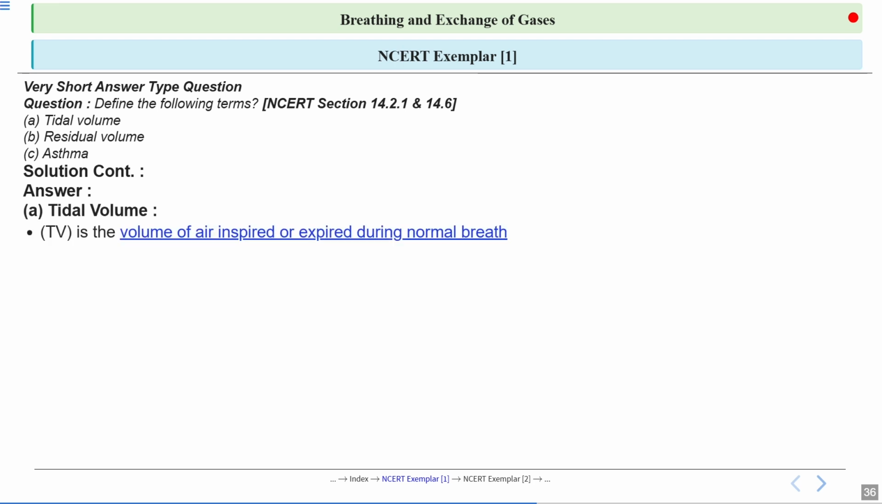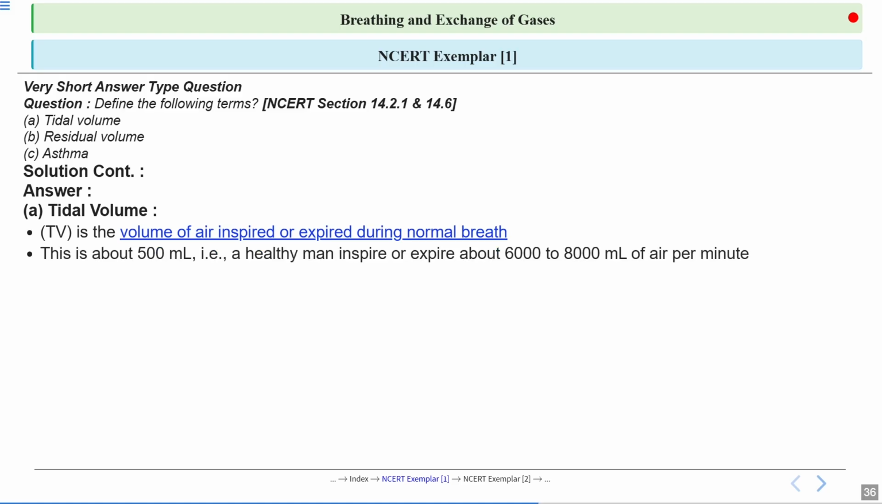Tidal volume. What is the tidal volume? Tidal volume is the volume of air inspired or expired during normal breathing. So when you are sitting at a place and taking in air and taking out air normally, that is called tidal volume. This is about 500 ml in a healthy man, and they inspire or expire about 6,000 to 8,000 ml per minute. If you multiply it with the number of breaths, with 60 seconds, you can get this answer.